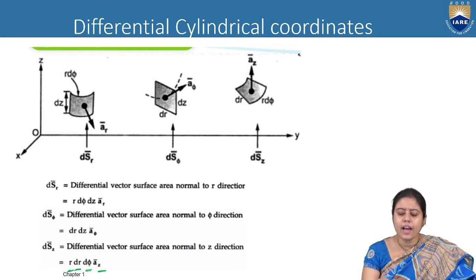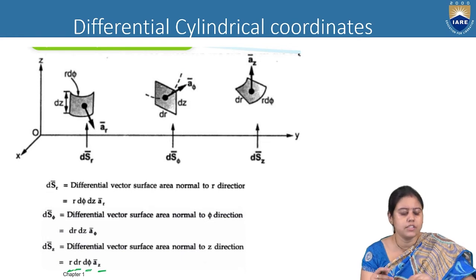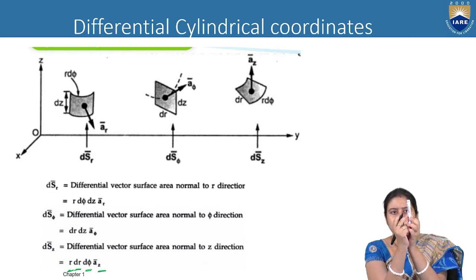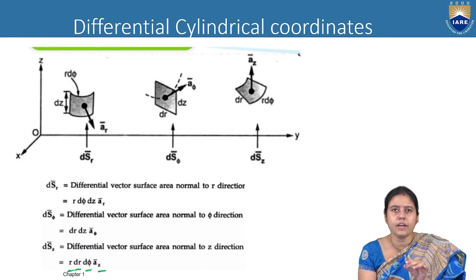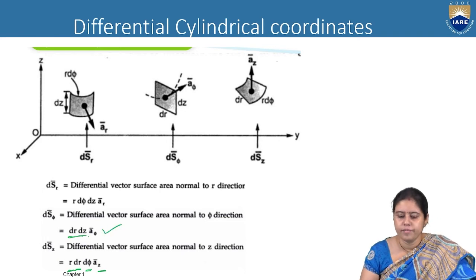If we are thinking about this plane, means phi angle is constant. We are taking a small point here, and we are taking a small area here. So phi is constant. We have taken the point. So here dr is changing and dz is also changing, but phi is constant. So the direction is a phi.